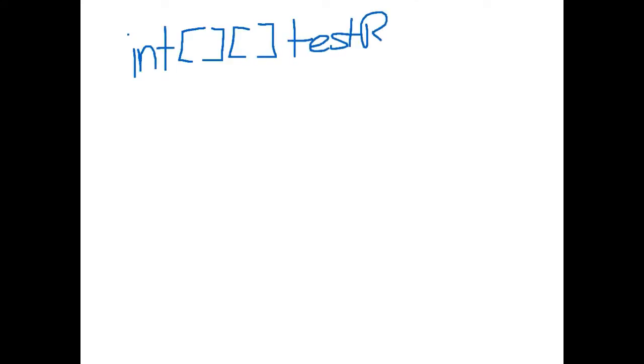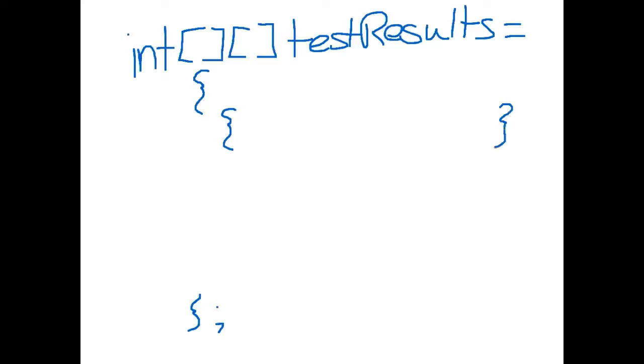So to look at how I might declare that, I would have said int. Then normally I put the square brackets to indicate that it's an array, but this being a 2D array, I put two sets of square brackets. Then I might call it test results. And using the shorthand version, I can then put the equal sign, and then I put the curly braces, and I'll put a close curly braces and a semicolon. Now each of those actual arrays, I then put in their own set of curly braces, separated by a comma.